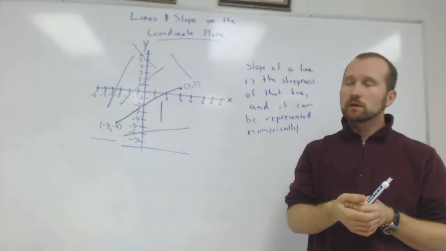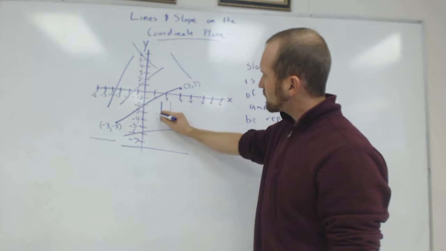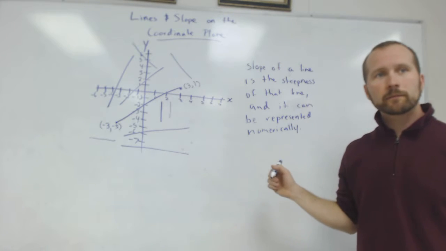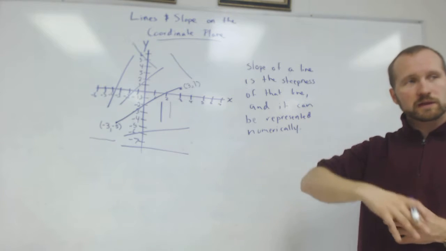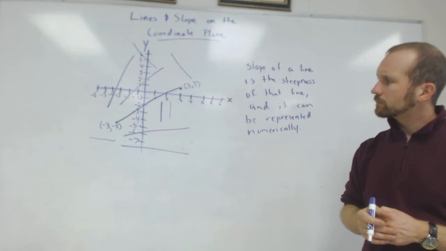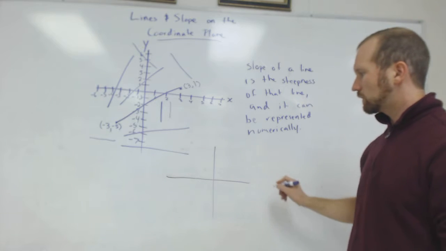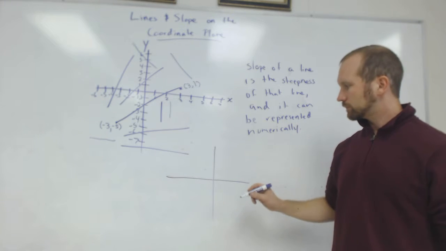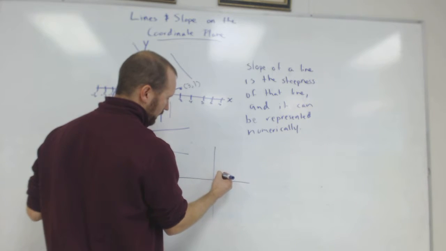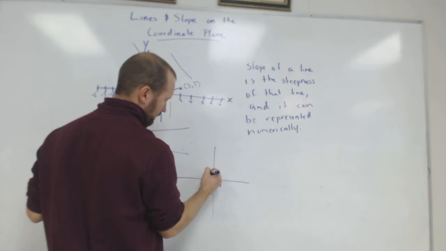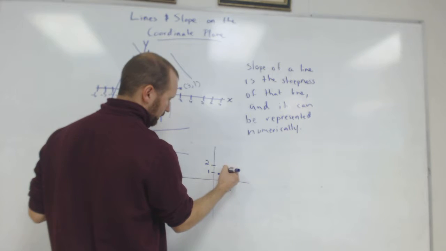Right? For example, this line and this line have the same slope. They're both straight up and down. But there's also an infinite possibility of slopes that we could have. So let's start out with a line that looks pretty much diagonal. And let's say this line goes through the point 1, 1. And then it also goes through the point 2, 2.